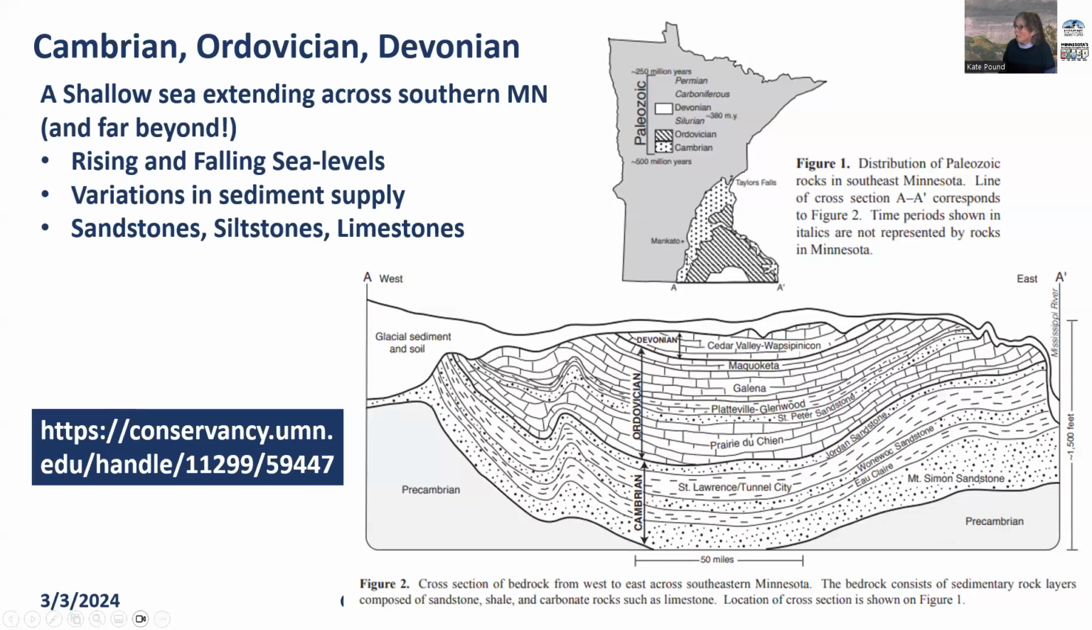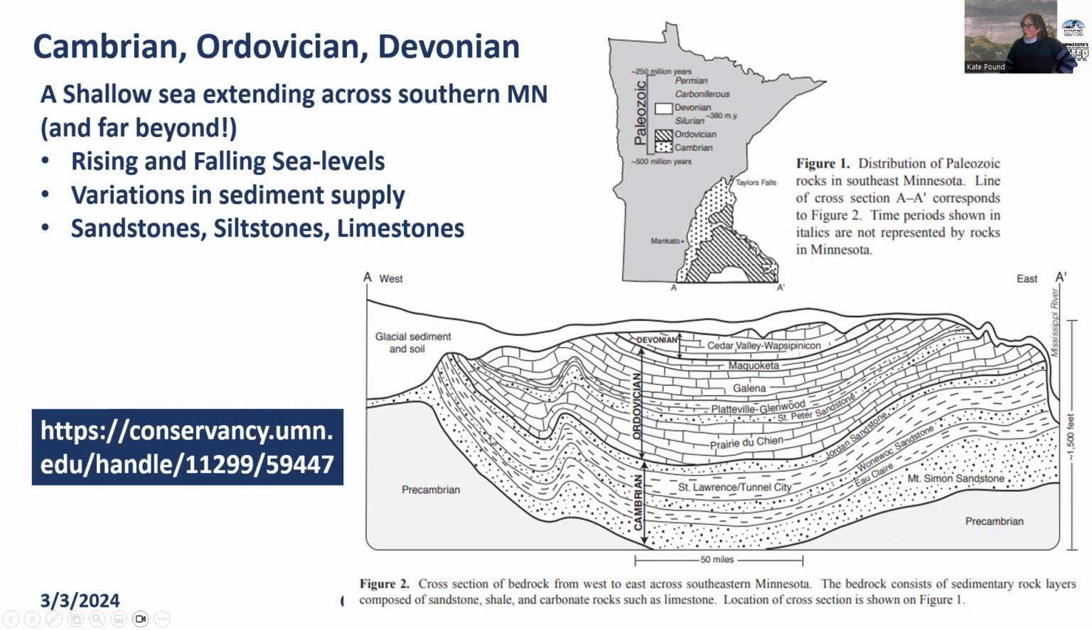So here we are, these sedimentary rocks, Cambrian, Ordovician, and Devonian. And what do they represent? There was a shallow sea extending across southern Minnesota with sediment being supplied from an area to the east and northeast. And what was happening was there were rising sea levels and then falling sea levels. And that, together with variations in sediment supply, ended up controlling what was being deposited. So we have a mixture of sandstones, siltstones, and limestones.